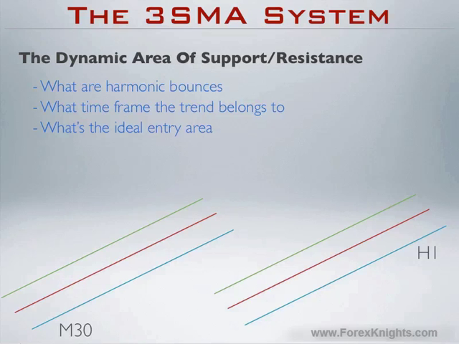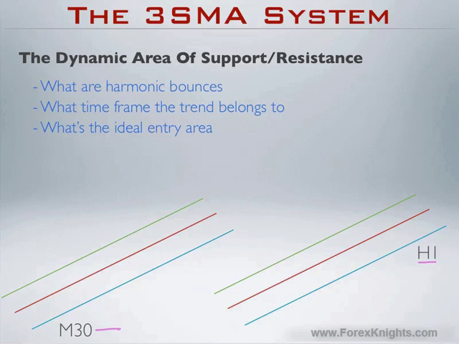Now, we're also going to be using the dynamic area of support and resistance in order to determine which time frame the trend belongs to. You see, occasionally you might find the 5 SMA conditions applying on 2 different time frames at once, especially if those time frames are close to each other. For example, the 30 minutes time frame and the 1 hour time frame.